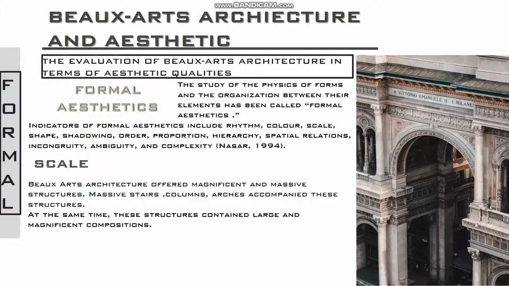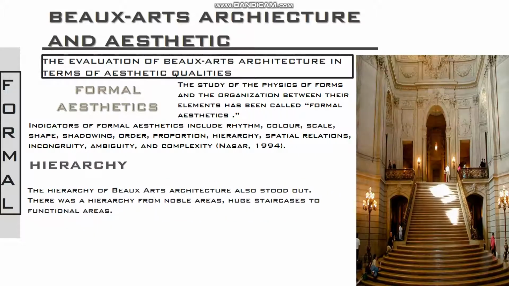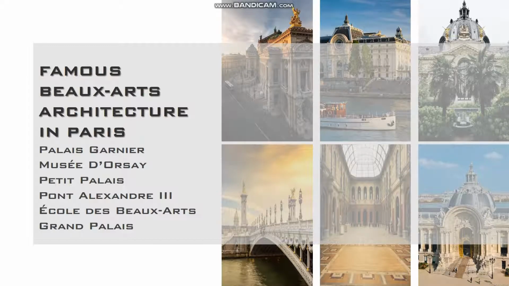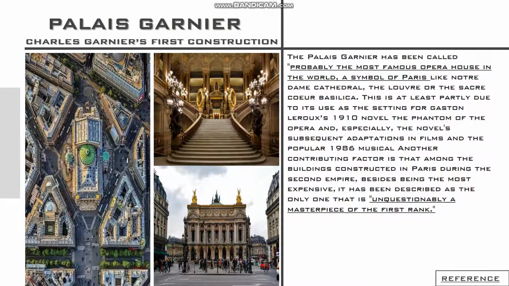Scale. Beaux-Arts architecture offered magnificent and massive structures. Massive stairs, columns, and arcs accompanied these structures. At the same time, these structures contained large and magnificent compositions, a hierarchy from noble areas and huge staircases to functional areas. Famous Beaux-Arts architecture in Paris.